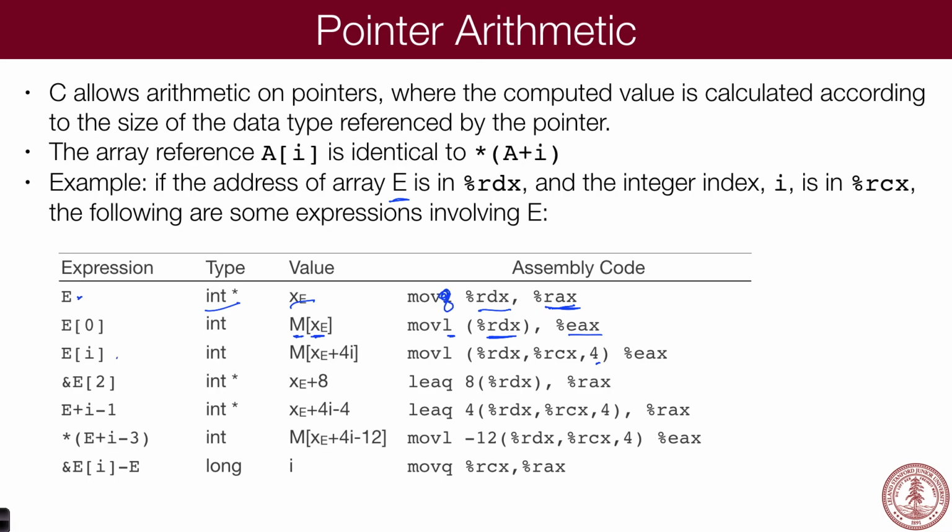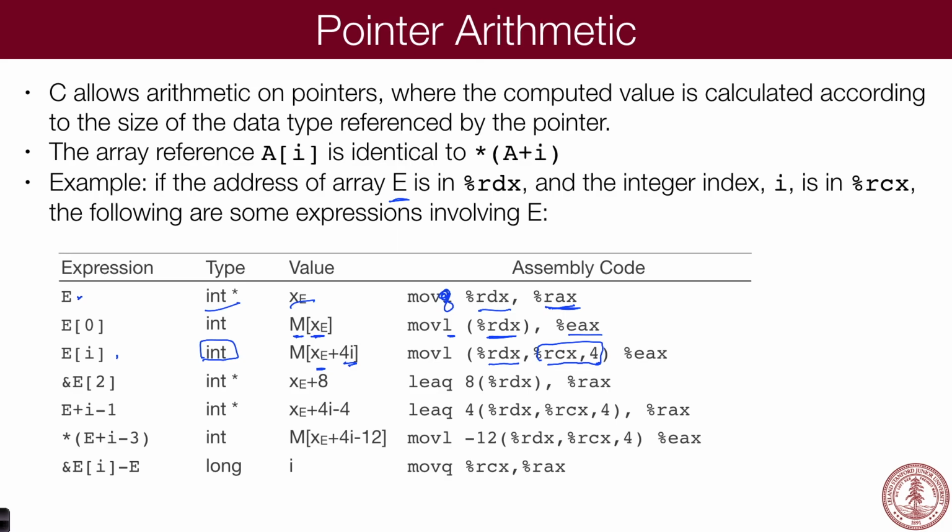And in this case, we're still getting a memory address. The type of this thing is an int. We are going to get the memory address of the original plus 4 times I. How do we do that? We now move RDX plus 4 times RCX into EAX. Good? All right, let's do a couple more.